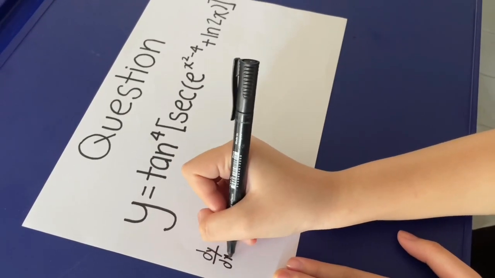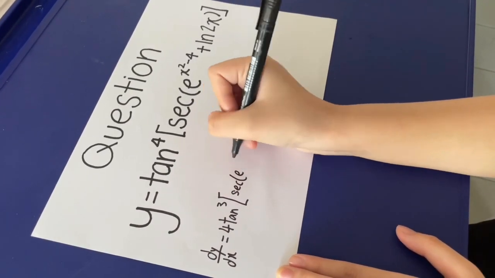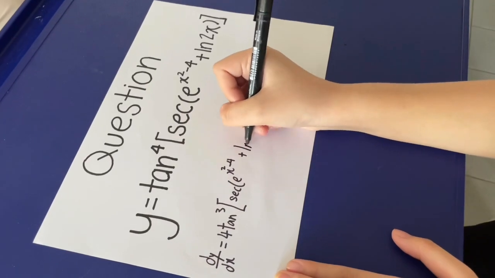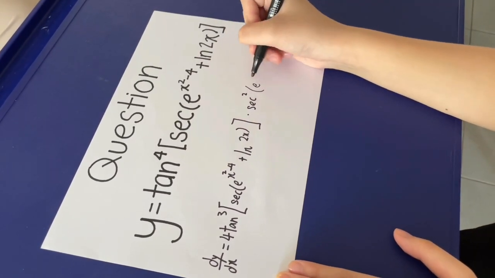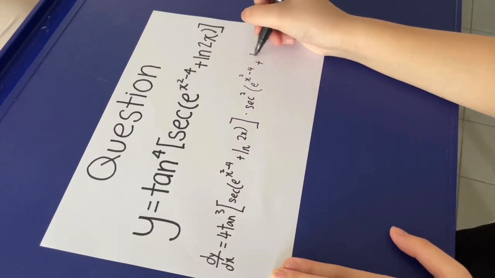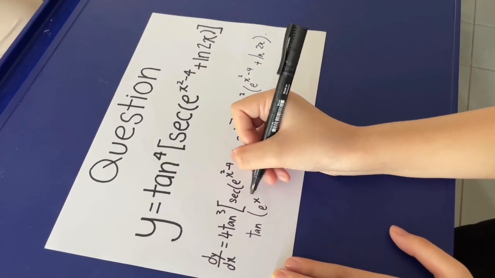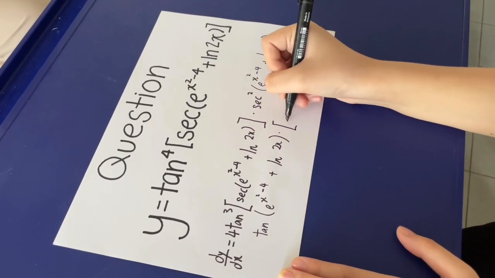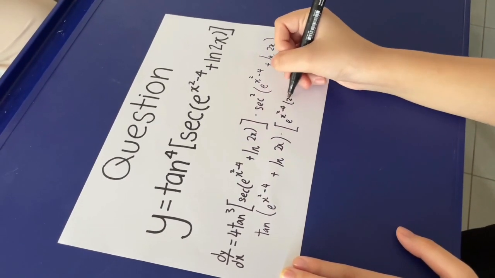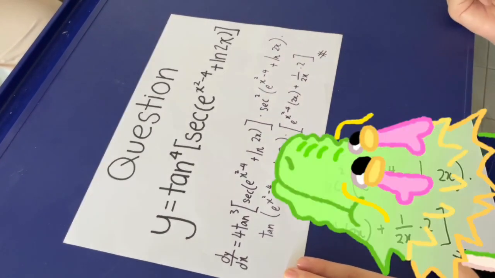Firstly, bring down the power of 4 and reduce the power of tangent to 3. Secondly, differentiating tangent will give us secant squared. Thirdly, differentiating secant will give us secant multiplied with tangent. The fourth layer can be differentiated by using the copy back, ln base and differentiate power for the exponential function, while for the ln function we can use 1 over the fourth layer multiplied with the differentiation of the fourth layer.